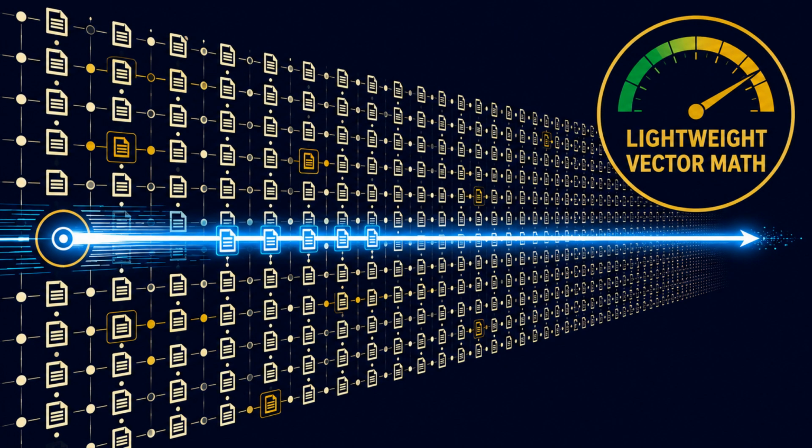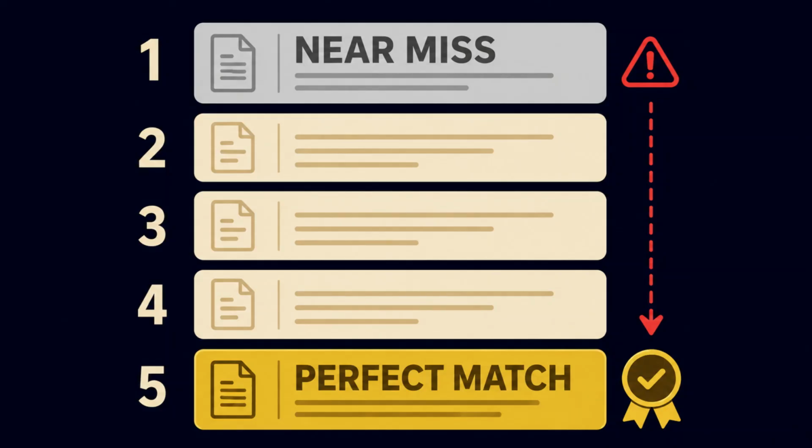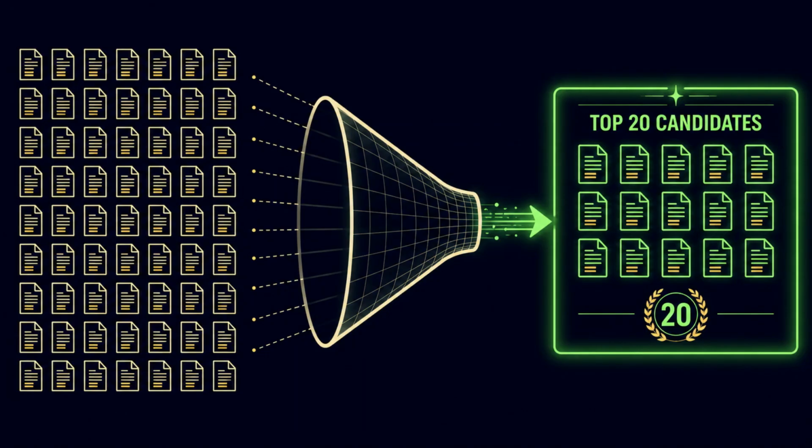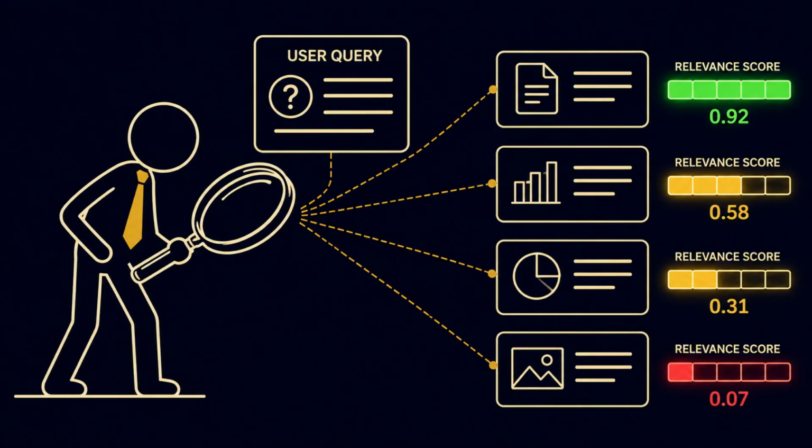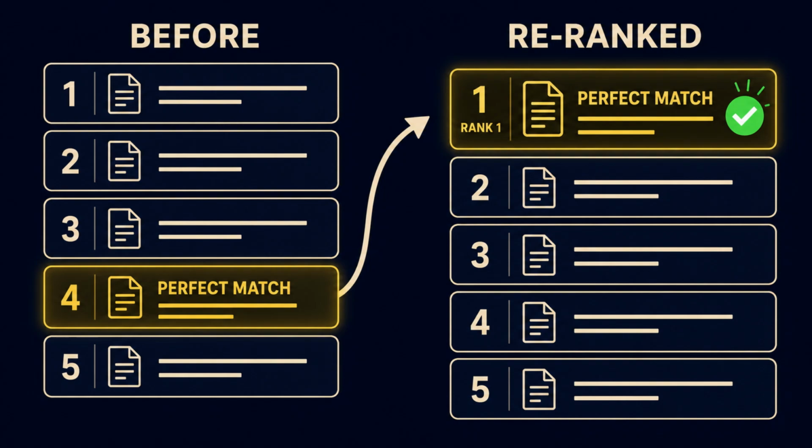Vector search is fast because it uses lightweight math across millions of chunks. But that speed costs you precision. Some near misses can rank above genuinely better matches. A re-ranker takes just the top 20 or so candidates and rechecks each one much more carefully against the actual query, comparing them side by side instead of as separate floating vectors.